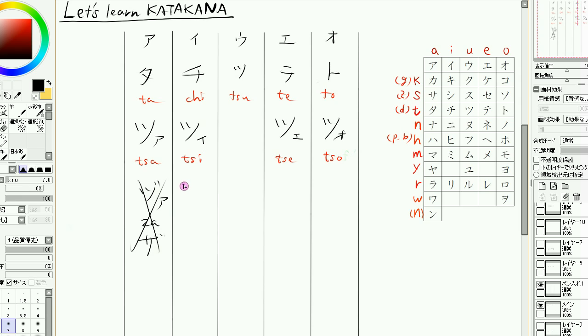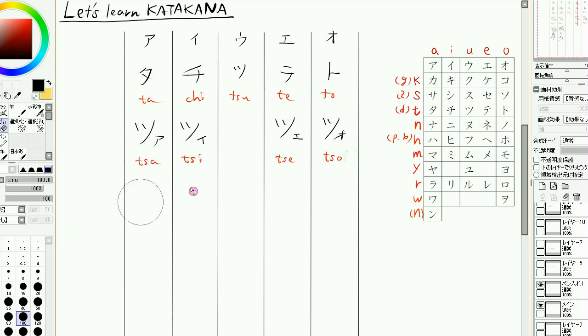But sometimes we just see z. Well, it's a very rare usage because we already have z, right? We've learned this one. So this is also a rare case.